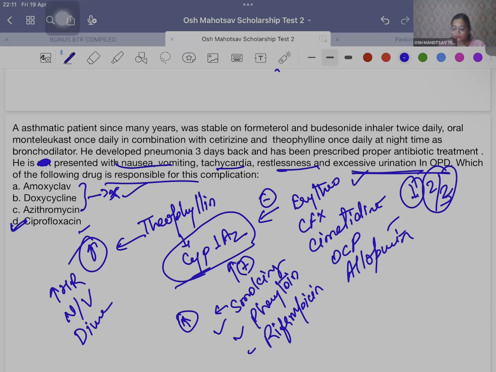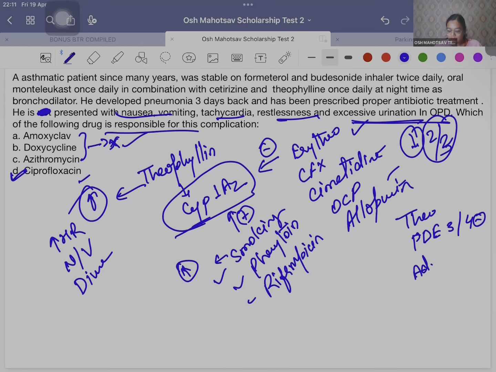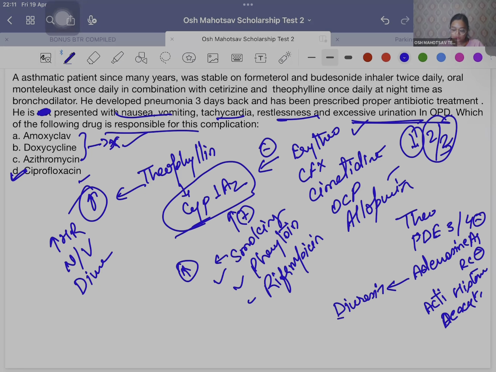Other than this, you have to remember that theophylline works on so many receptors. The first one is that it is a phosphodiesterase 3 and 4 inhibitor. Other than this, it causes adenosine A1 receptor antagonism, and it also leads to activation of histone deacetylase. So these are all the mechanisms of action of theophylline. They can ask you which antagonism will lead to diuresis. Diuresis is caused by adenosine A1 receptor antagonism. So you have to remember all of these things.